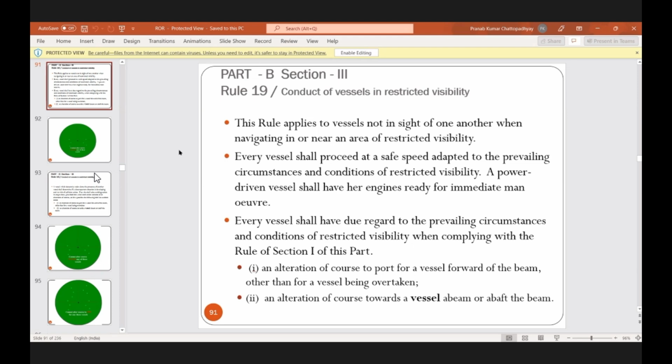If you have a vessel forward of the beam, can you alter course to port for any action, other than for a vessel being overtaken? Suppose you have overtaken a vessel, so after overtaking the vessel, you can alter course to port. Yes or no? There are two vessels. After overtaking, we can alter.